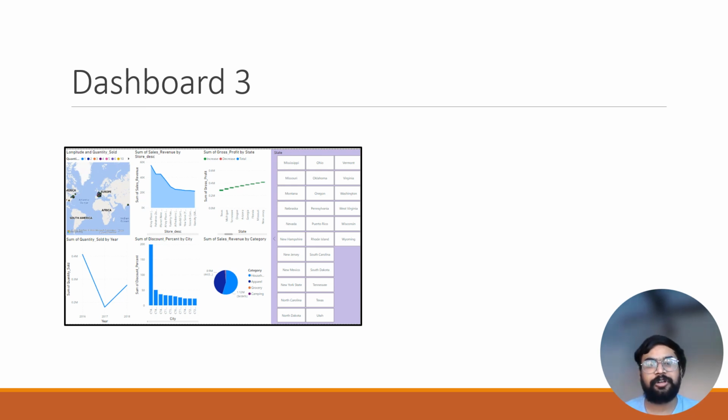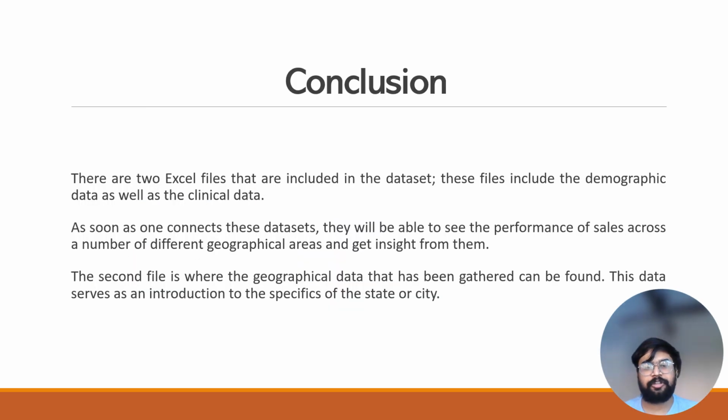The above figures visualize a dashboard containing 6 visualizations and 1 slicer. The first visualization is a map. The second visualization is a waterfall chart. The third visualization is a chart for gross profit by state. The fourth visualization is a line chart. The fifth visualization is a column chart. The last visualization is a pie chart. The slicer is for the state. And the next topic is conclusion.